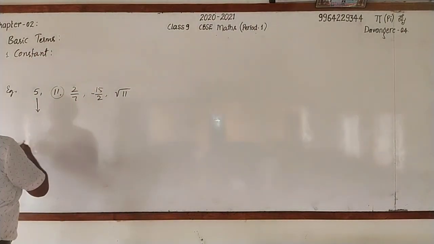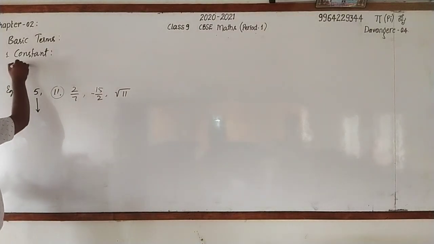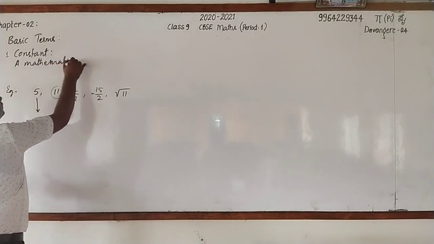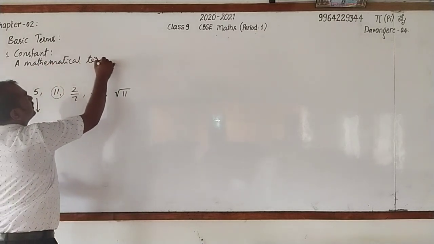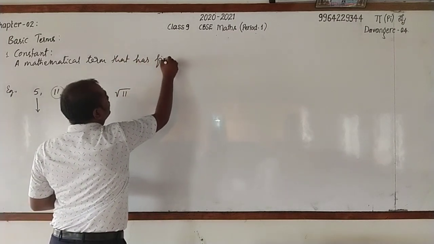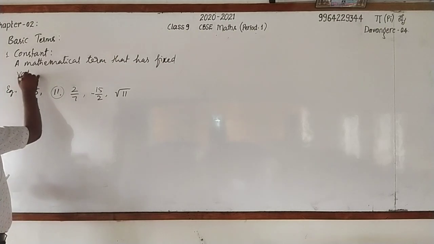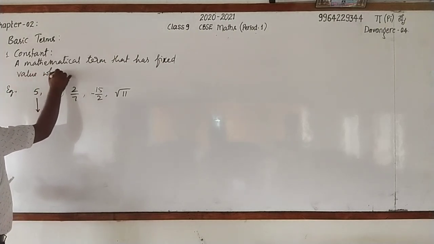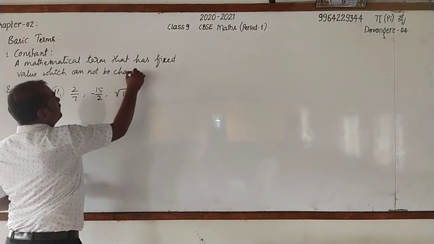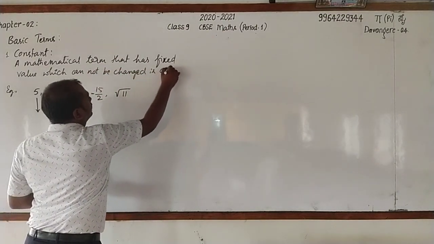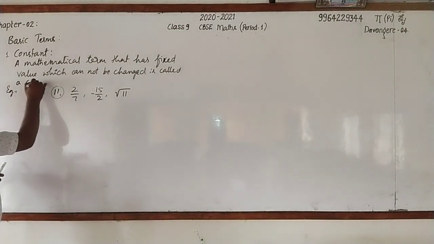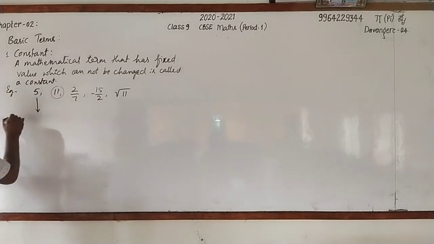Now let me go for writing the definition of it. What is the definition? A mathematical term that has fixed value which cannot be changed, is called, what it is called a constant. And these are the examples for constant.